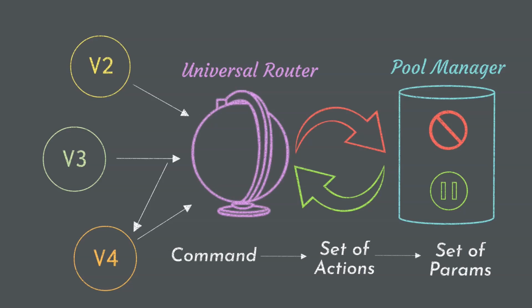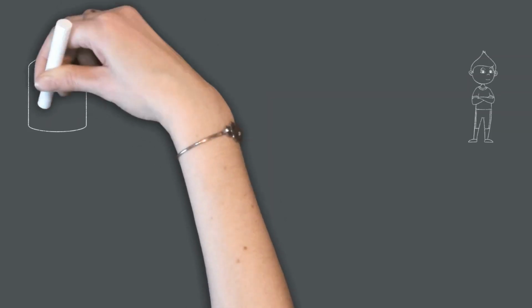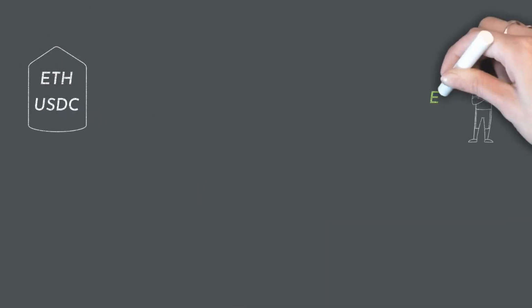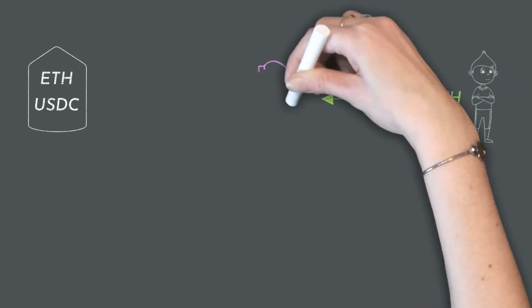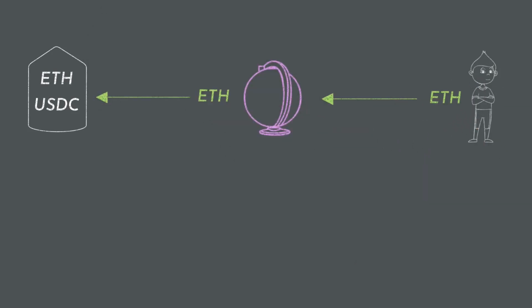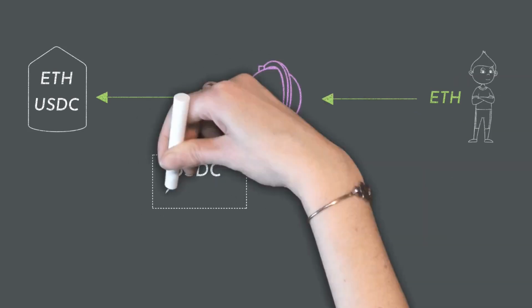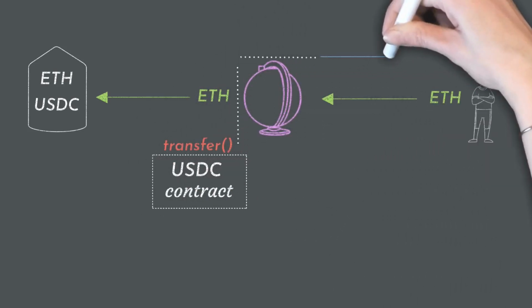execute a customized workflow. Now let's experience how version 4 efficiently saved tremendous gas by implementing the same swap example we had in version 3. The same user sends ETH to the Uniswap 4 protocol. The Universal Router routes the ETH to the designated single pool because it supports native ETH now. The pool calls transfer on the USDC contract to send the equivalent amount of USDC to the user.